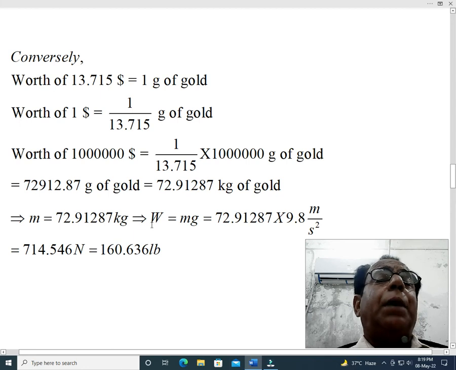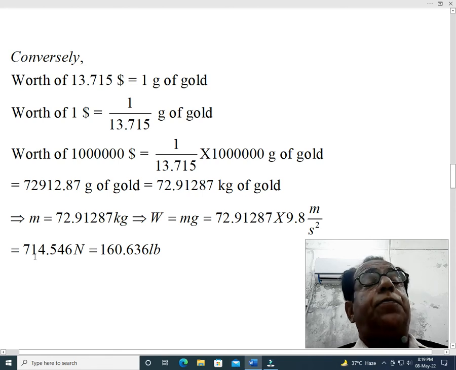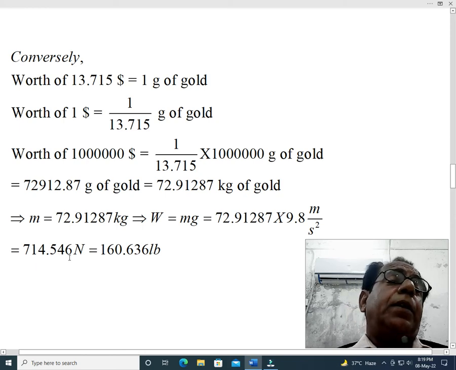From here we can find weight. Weight is equal to mg. G is acceleration due to gravity. So what we have done, we have simply multiplied it with 9.8 meter per second square, and hence weight has become equal to 714.546 Newton, which alternatively becomes equal to 160.636 pound.